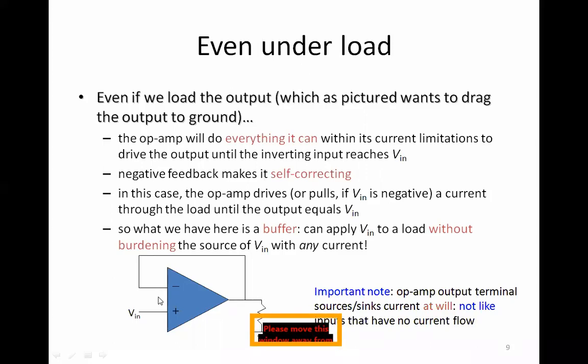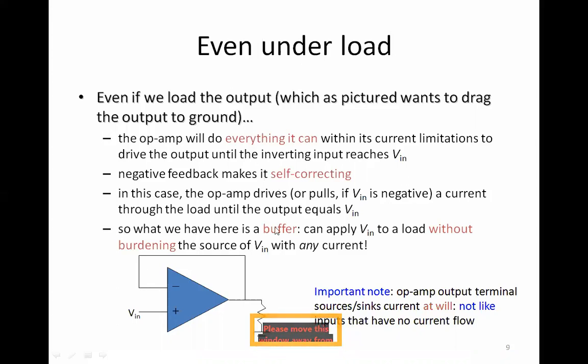Next, the negative feedback makes it self-correcting. If it is less, it's going to make it more. If it's more, it's going to reduce. In this case, the op-amp drives or pulls, if Vin is negative, a current through the load until the output is equal to Vin. So if it is less, then through the load, it is going to make sure that this level is increasing. The input level is increasing.